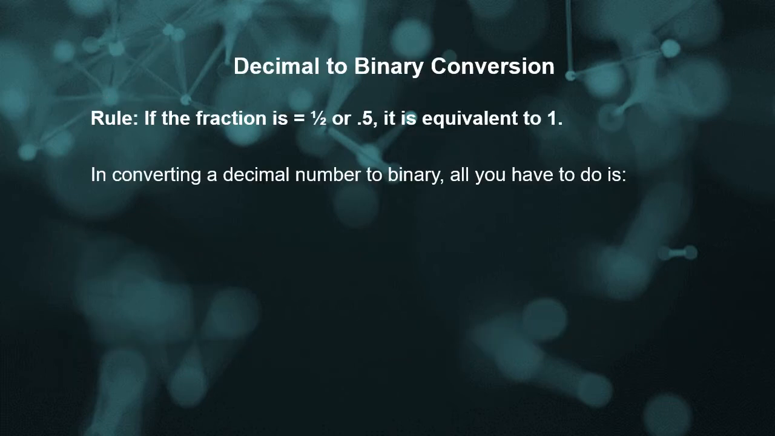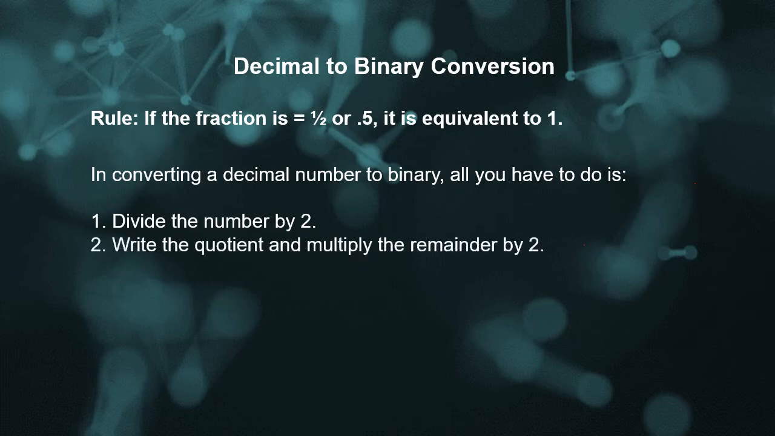Now let's proceed with decimal to binary conversion. Our rule is if the fraction is 1/2 or 0.5, then it is equivalent to 1. In converting a decimal number to binary, all you have to do is divide the number by 2, which is the first step.